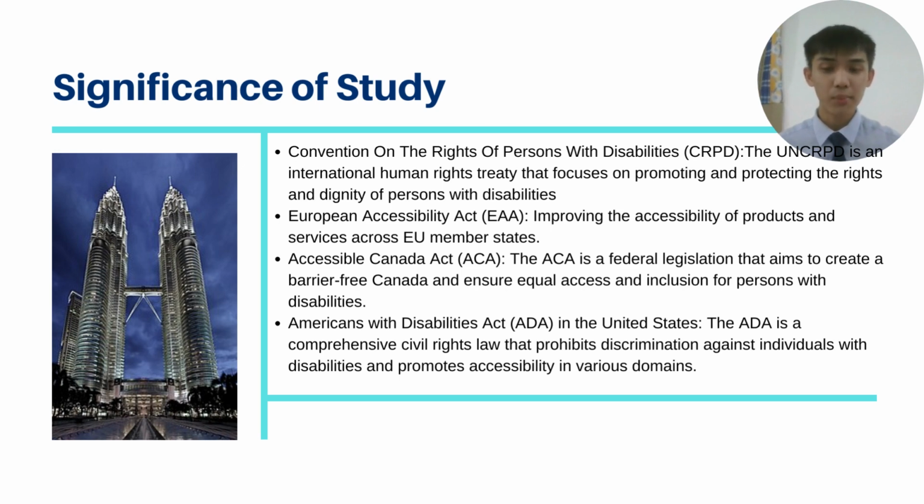Next, EAA. It is stated that it improves the accessibility of products and services across EU member states. Thirdly, ACA. The ACA is federal legislation that aims to create a barrier-free Canada and ensure equal access and inclusion for persons with disabilities. Lastly, ADA. The ADA is a comprehensive civil rights law that prohibits discrimination against individuals with disabilities and promotes accessibility in various domains.